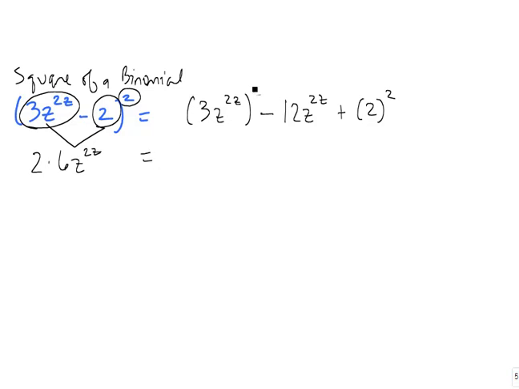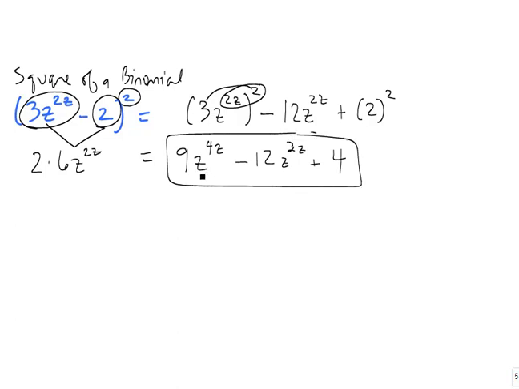Now let's just finish simplifying our squares. When you square 3z to the 2z, you square the 3, it turns into a 9. And on the z power here, remember that power to a power says we're supposed to multiply 2z to the 2 becomes 2z times 2, so our new power is 4z. So we have 9z to the 4z minus 12z to the 2z, and finally on the end, 2 squared is 4. So when you square a binomial, you end up with 3 terms, which remember is called a trinomial.